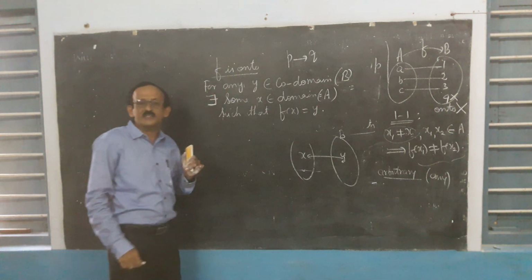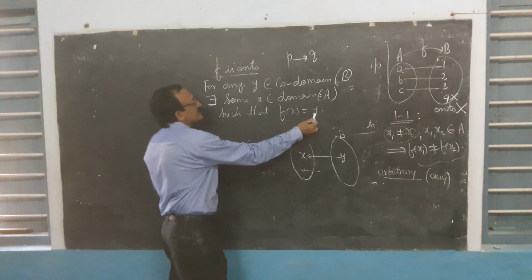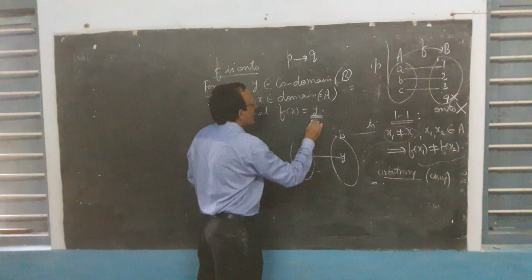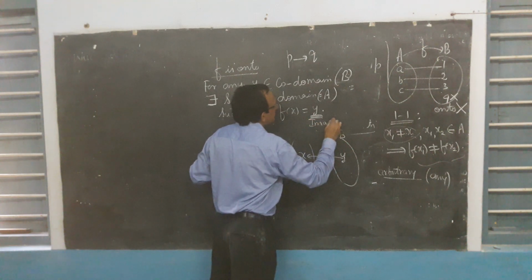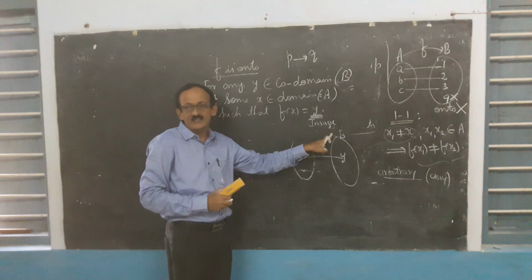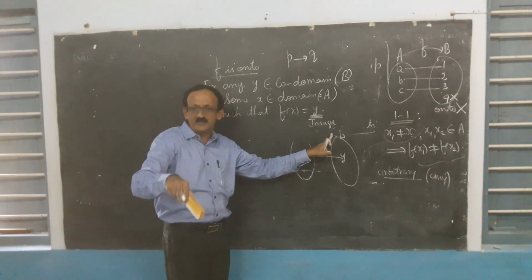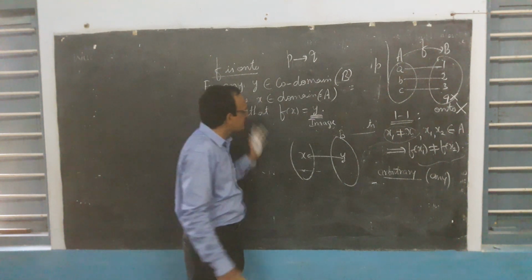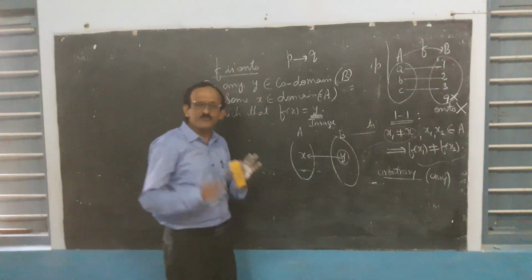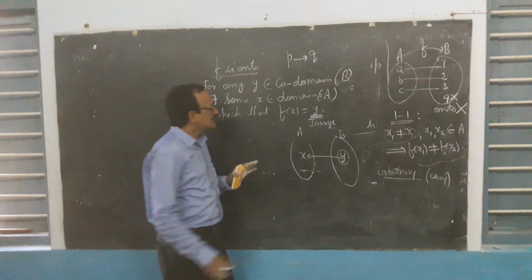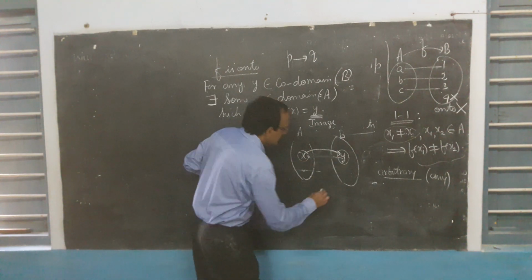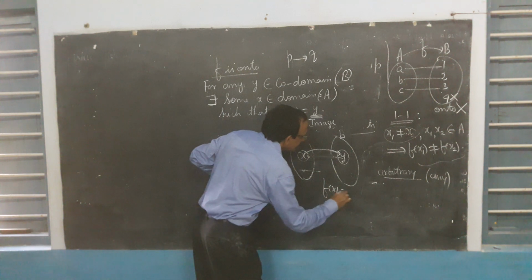f of x is equal to y, remember? y is the image of x. y happens to be the image. You are qualifying y to be the image, where y is a randomly chosen element. y is an arbitrary element. For an arbitrary element y, if you are able to show that there exists some x belongs to R, whose image is y, f of x is equal to y.